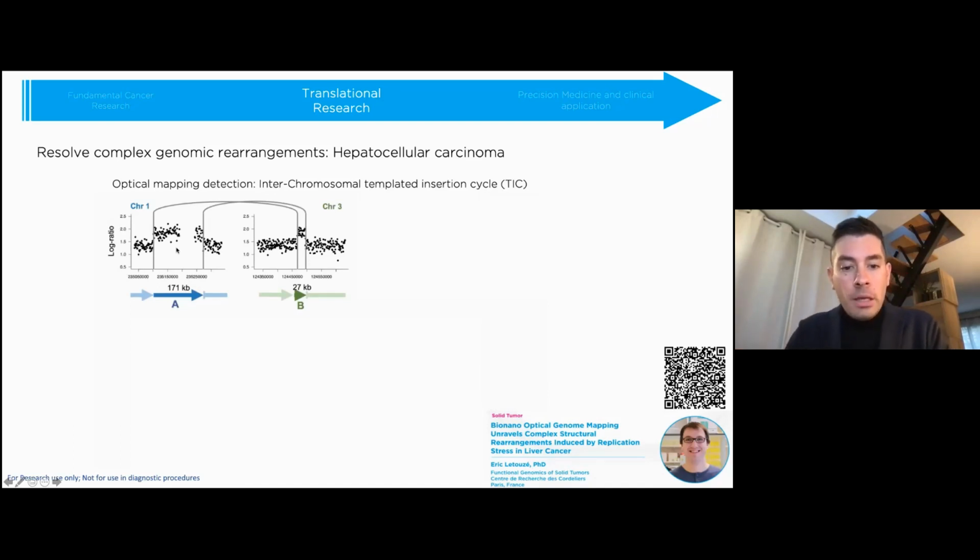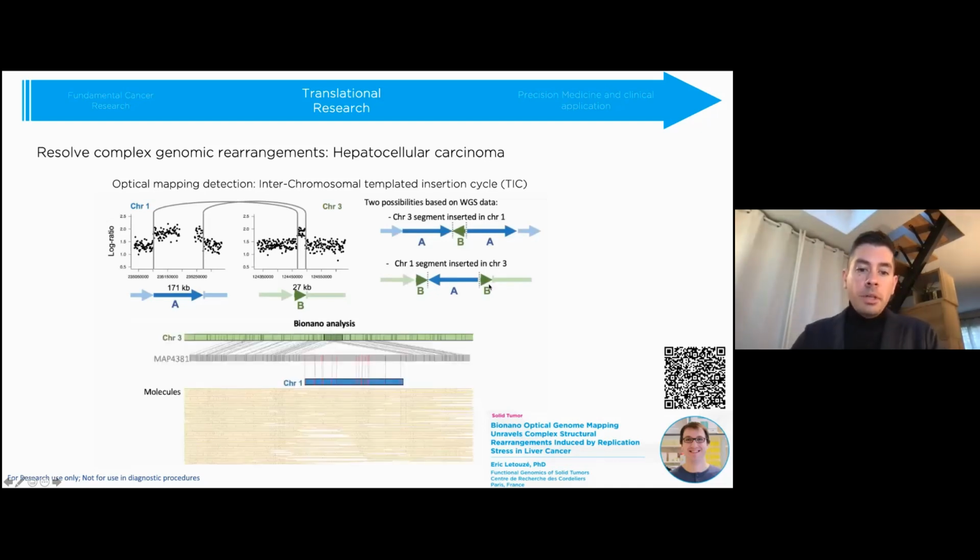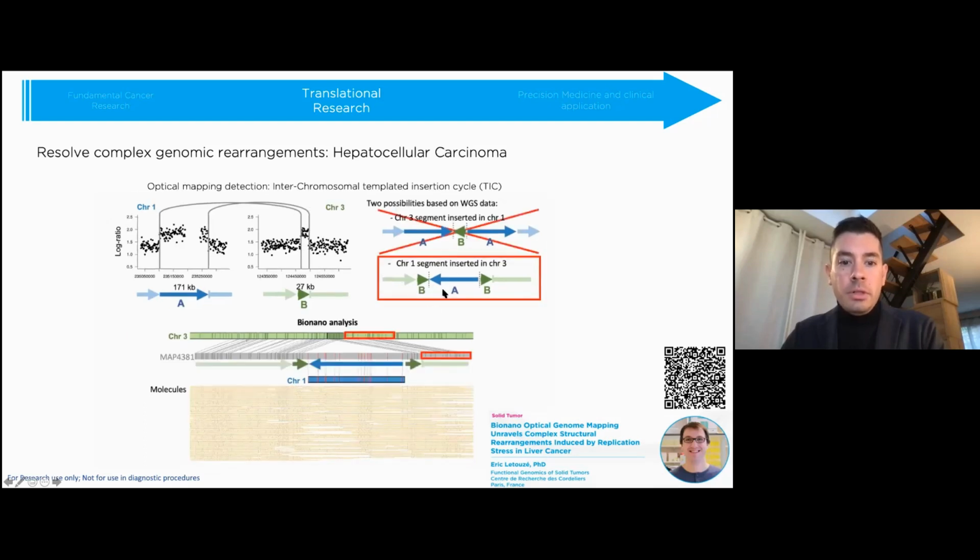All you can do is make hypotheses with two different models here, whether it is a chromosome 3 segment inserted into a chromosome 1, or a chromosome 1 segment inserted into a chromosome 3. And because optical mapping can completely reconstruct the region with single molecules spanning hundreds of kb, you can unambiguously resolve this event and see here in the sample map a piece of chromosome 1 that inserts in the context of a chromosome 3, validating the second possibility.